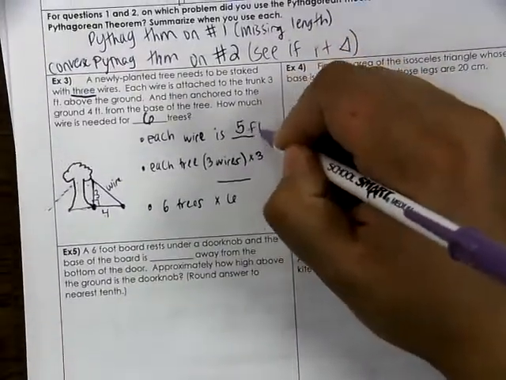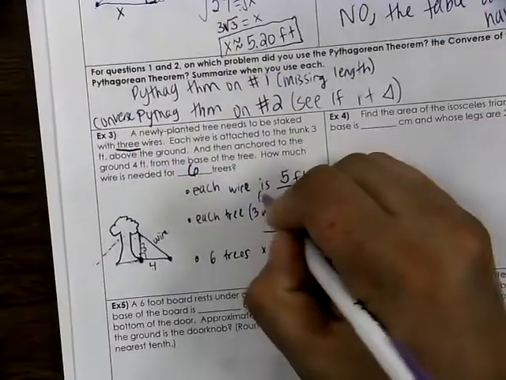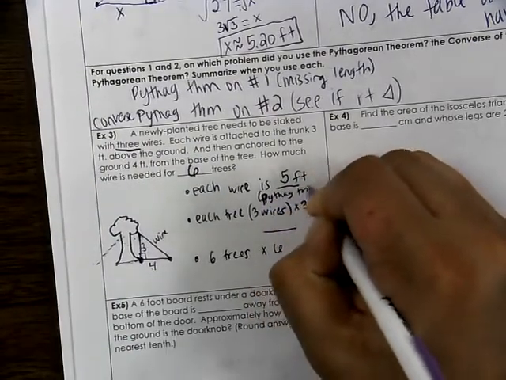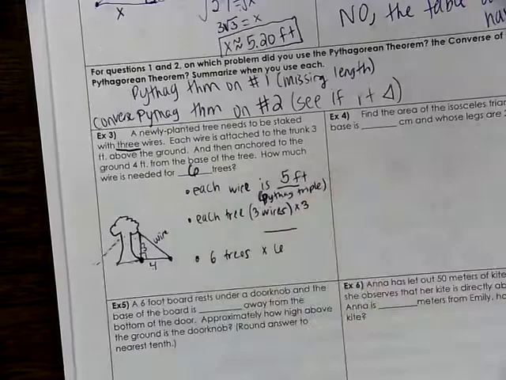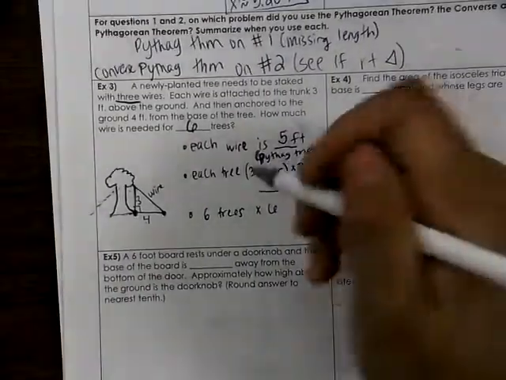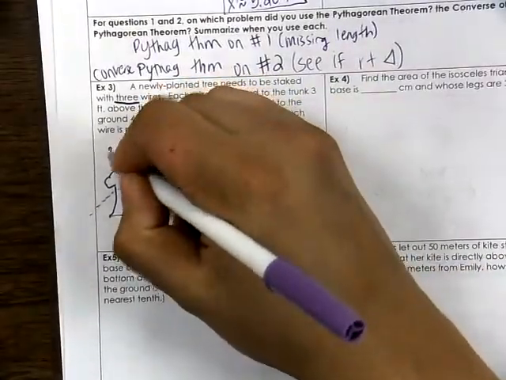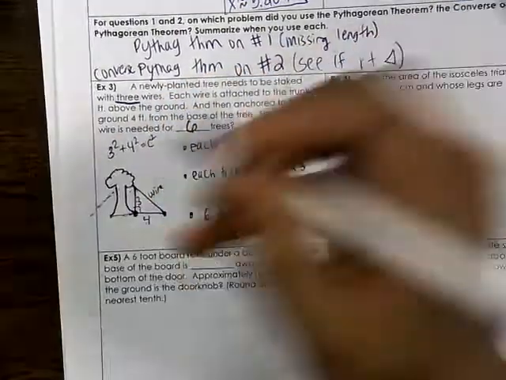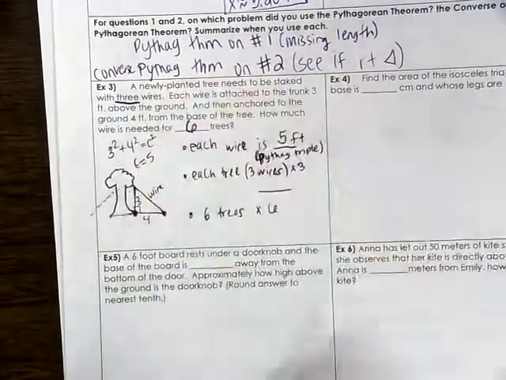So this would be 5 feet. Now, if you're not sure of this, I'll put in parentheses Pythagorean triple. That's the quick way that I would do it, because I would identify it, but right now you haven't really gone through the examples yet. But it would be 3 squared plus 4 squared equals c squared, and then you could solve and see that it does come out to 5.